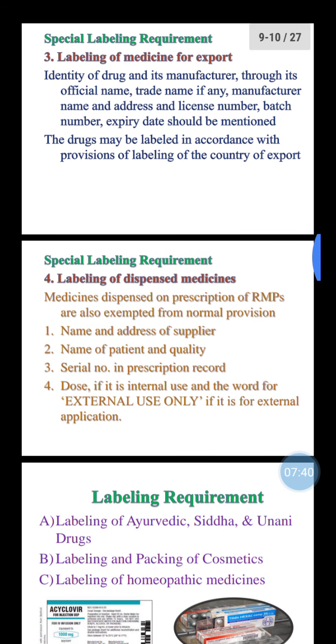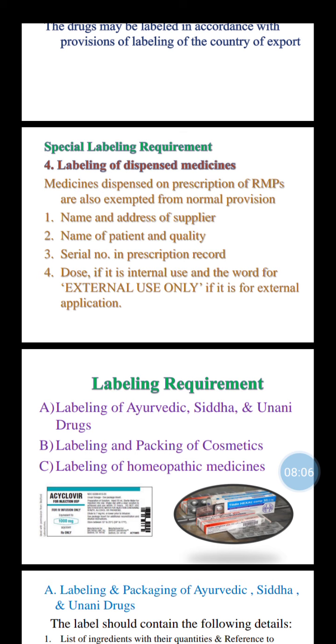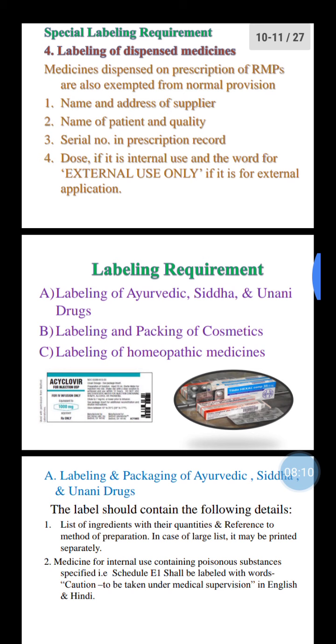Then you see the labeling of dispensed medicine. You write about medicine dispensed on the prescription of a registered medical practitioner, also exempted from normal provisions: name and address of the supplier, name of patient and quantity, serial number and prescription record, dose. If for internal use, you write for internal use only; for external use, you write external use only.